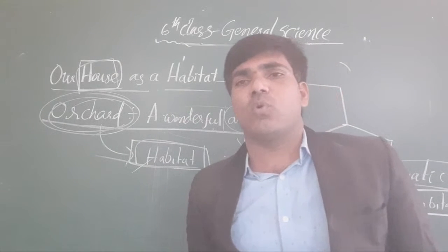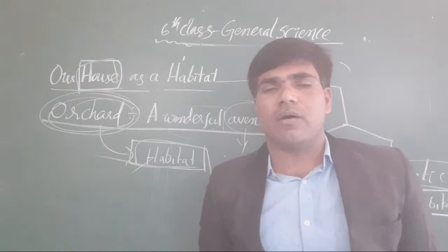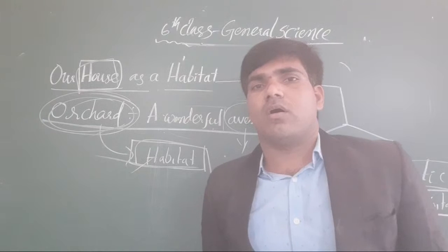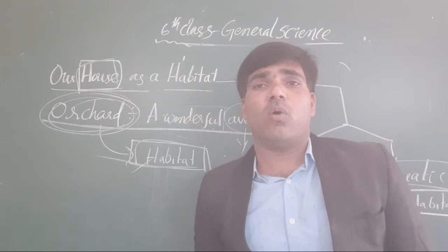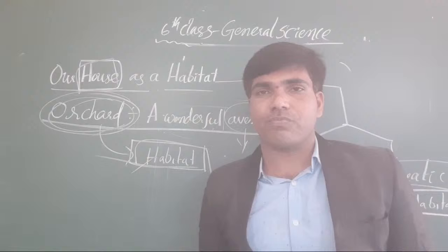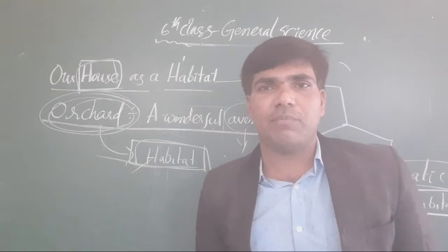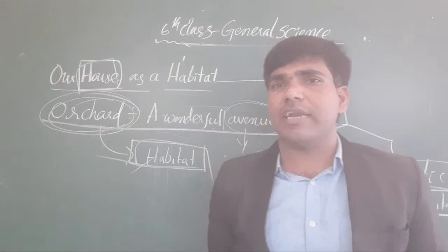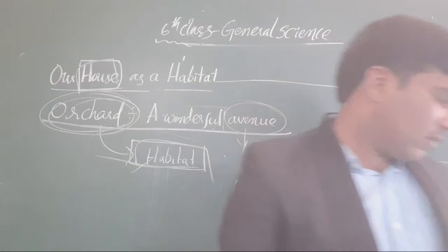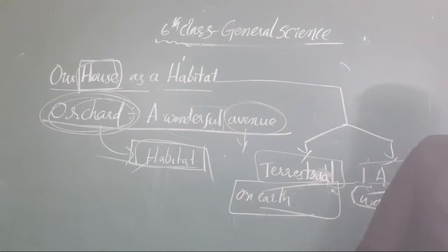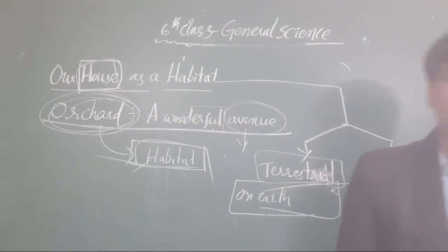And now you write the homework. What is the homework for you? Write how our house is a habitat. Justify it. After reading, justify how our house is a habitat, using page numbers 59 and 60. Read both of them.